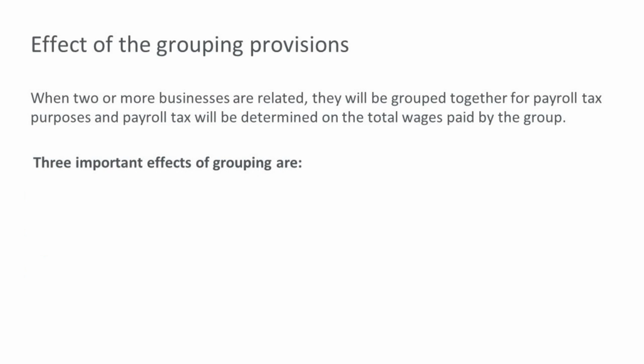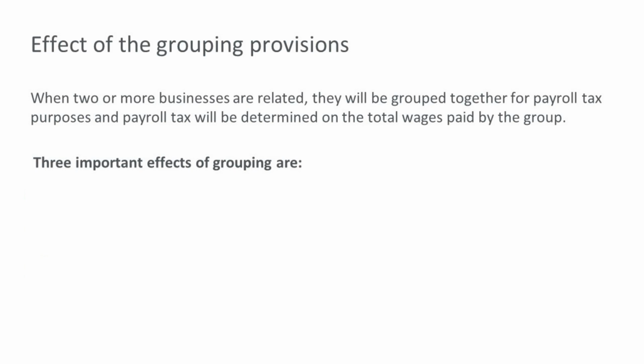When two or more businesses are related or connected, they will be grouped together for payroll tax purposes, and payroll tax will be determined on the total wages paid by the group. Related businesses are grouped regardless of which state they operate from. For example, a group can consist of Victorian, South Australian and Tasmanian businesses.